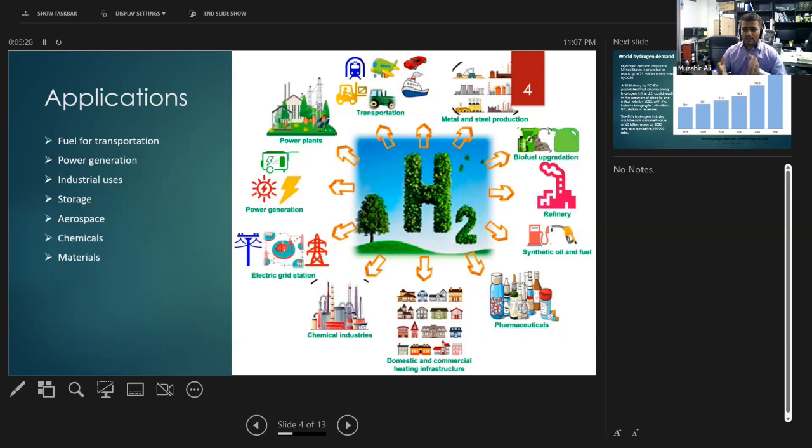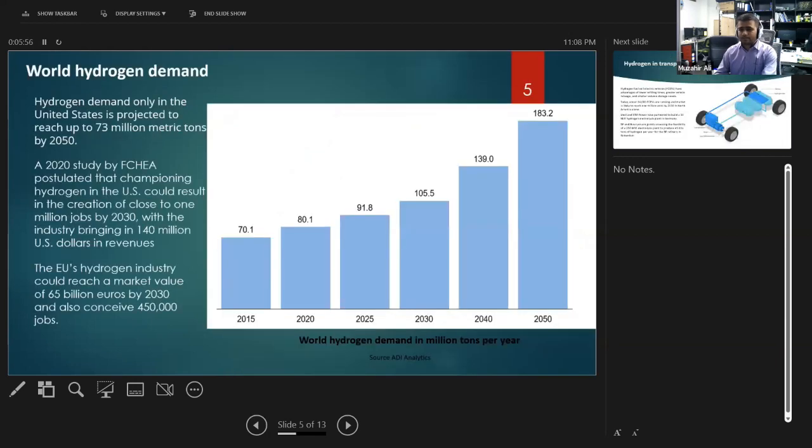During the sunlight, we can produce a lot of hydrogen, and then we can store it. So in this way, hydrogen can also be used as storage. Similarly, it can be used in aerospace and jet engines, and hydrogen is also used to produce many chemicals like ammonia, methane, and methanol, and it can also be used in materials production.